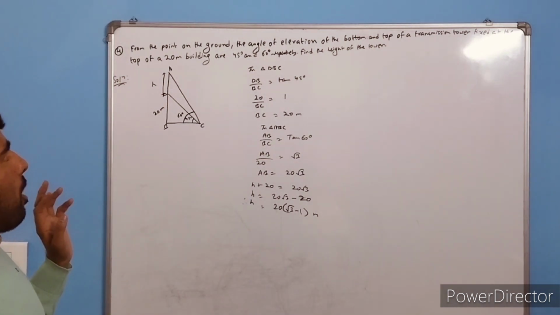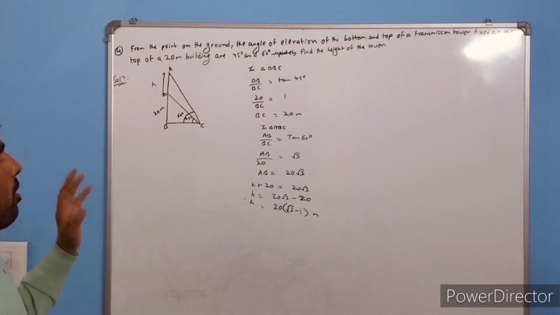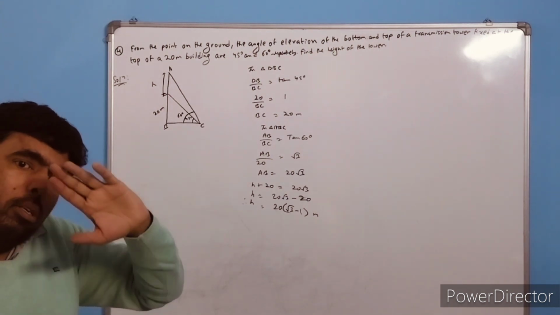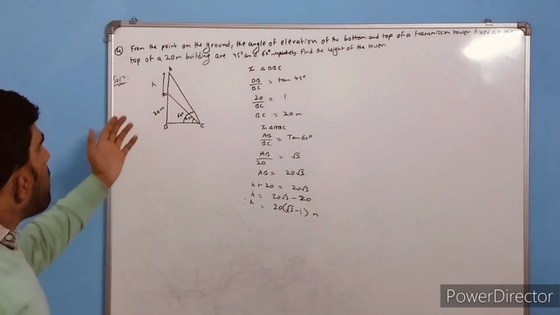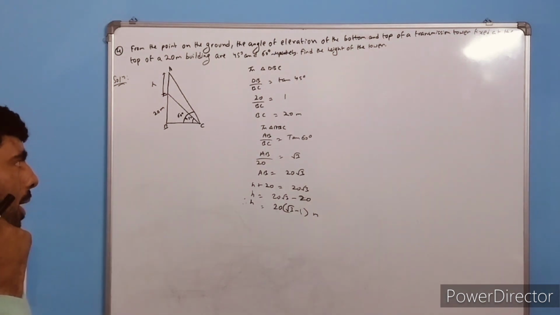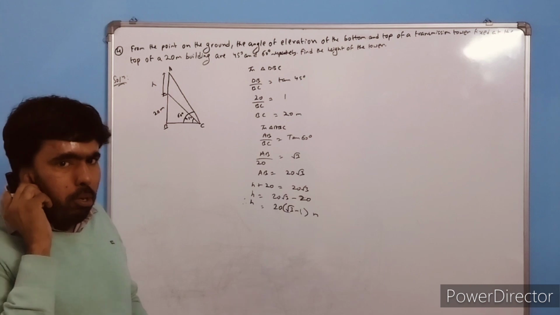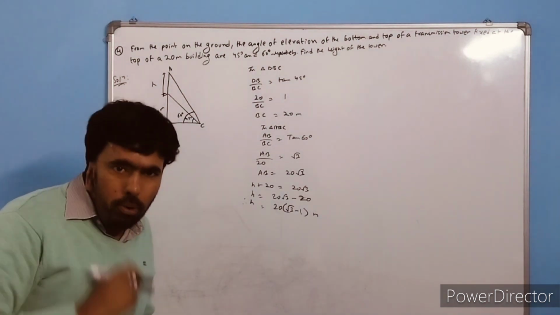So this is the fourth numerical we have solved. I am trying to solve different types of numericals, so that we see the different types of figures which can come in the board exam. So now I will solve the next question.